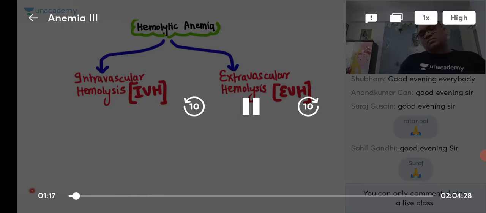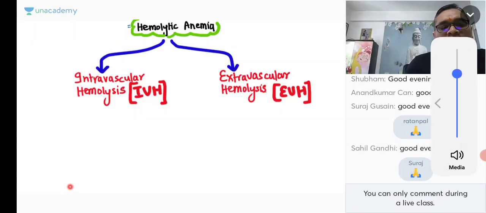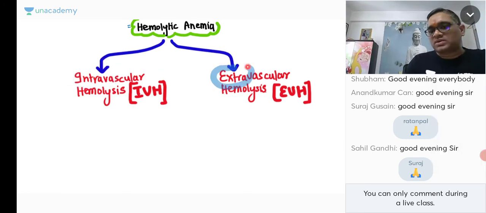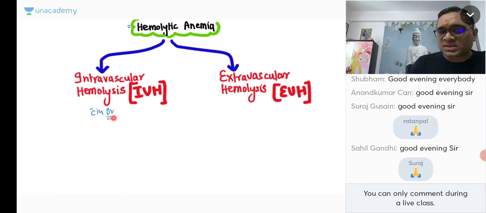Now the important thing is hemolytic anemia, right? Whenever we are seeing hemolytic anemia, we have to decide what kind of hemolytic anemia we are seeing, intravascular or extravascular. Whatever is happening within the blood vessel will be called intravascular. So hemolysis within the blood vessel is called intravascular. So this is number one, right?